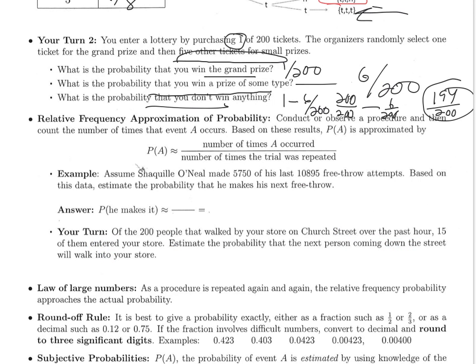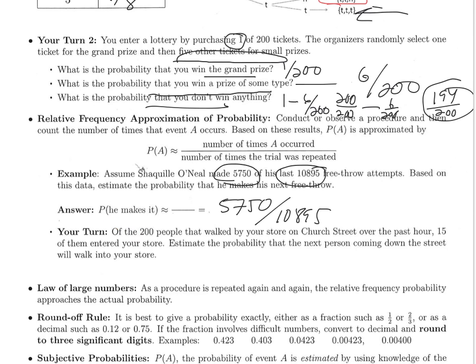So Shaquille O'Neal made this many out of that many free throws. So what's his relative frequency estimate of his probability of making a free throw? So 570 out of 10,895. Grab a calculator, make it a decimal. It'll make more sense.